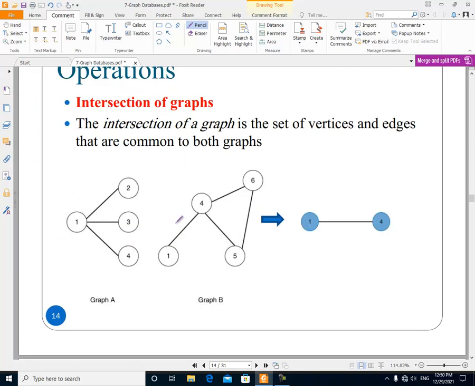Intersection is another operation that we could do on the graph. Intersection means that we want to find what the graphs have in common: the nodes and edges that are the same in both graphs.